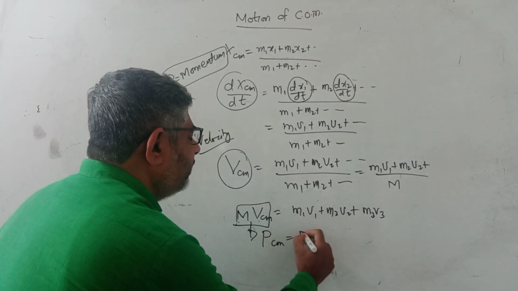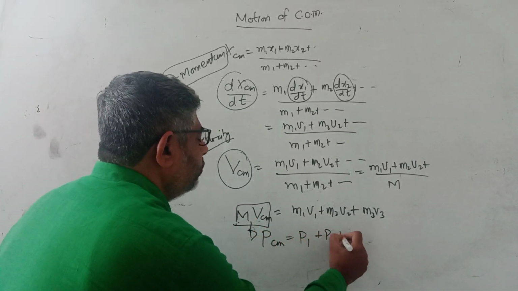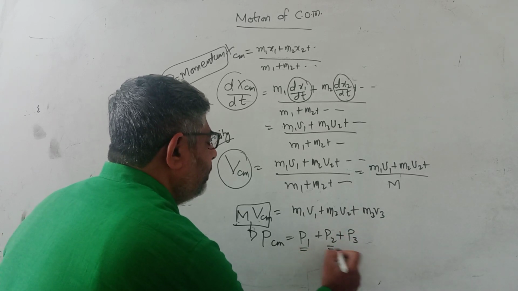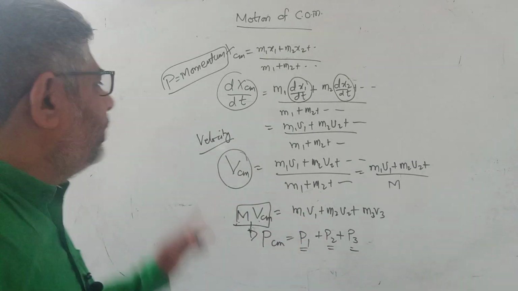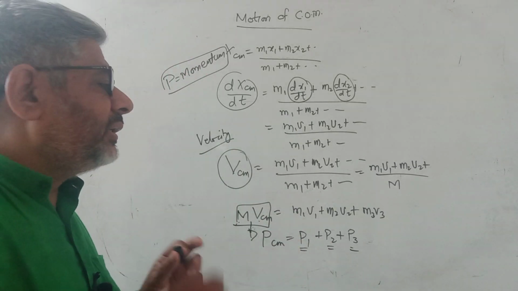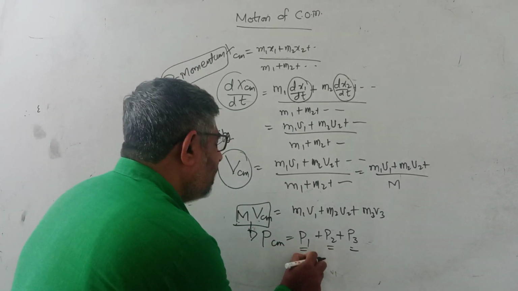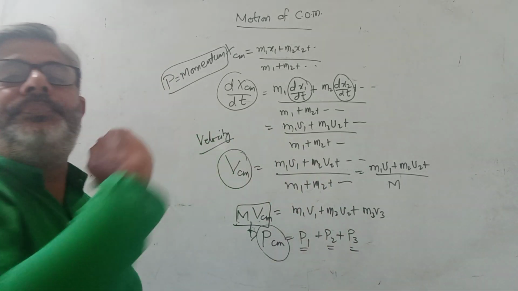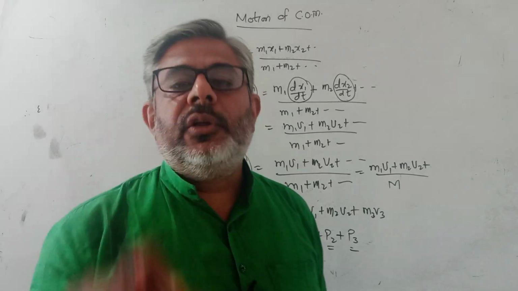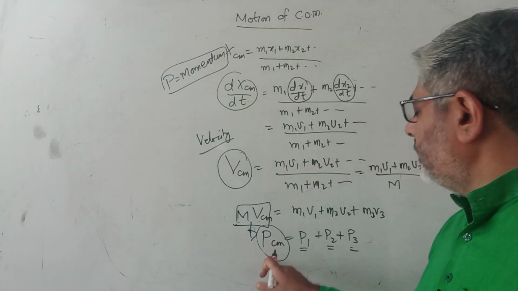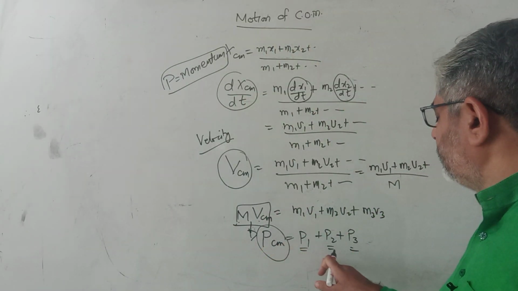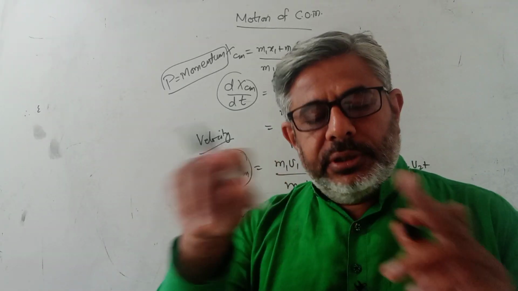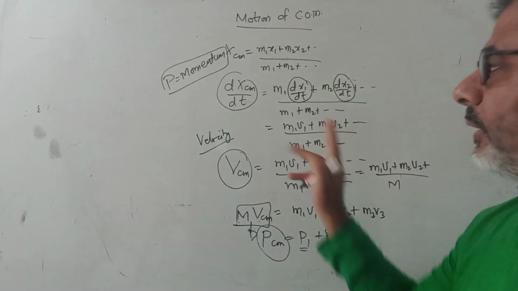Now m1 v1 is p1, m2 v2 is p2, m3 v3 is p3. These p1, p2, p3 are the momenta. Momenta is the plural of momentum. These are the momenta of individual particles, and this is the momentum of the center of mass. So I can say that the momentum of the center of mass is the sum of the momenta of the individual particles whose center of mass we calculate as xcm.